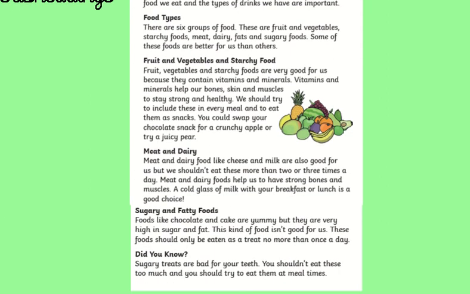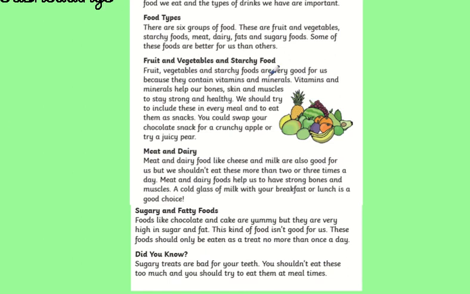There are 6 groups of food. These are fruit and vegetables, starchy foods, meat, dairy, fat and sugary foods. Some of these foods are better for us than others. Fruit and vegetables and starchy food. Fruit, vegetables and starchy food are very good for us because they contain vitamins and minerals.